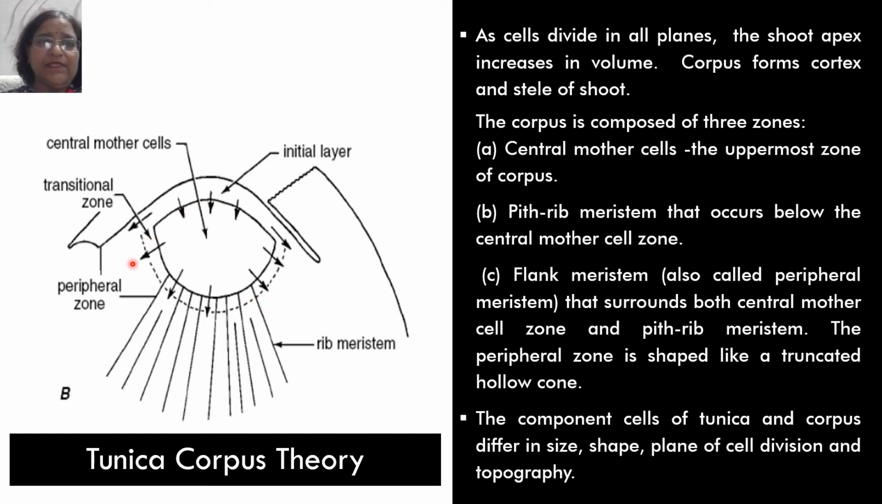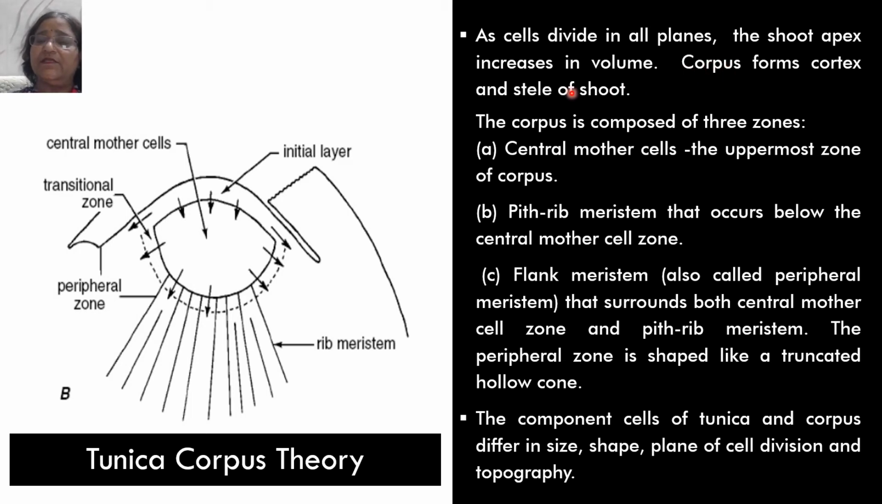So here you can see that this is the tunica, this is the corpus. In the tunica, the anticlinal divisions increase the surface, while in the corpus there are divisions in all planes, so it increases the central portion. As cells divide in all planes, the shoot apex increases in volume. The girth of the shoot increases because of the divisions in all planes. Corpus forms the cortex and stele of the shoot.